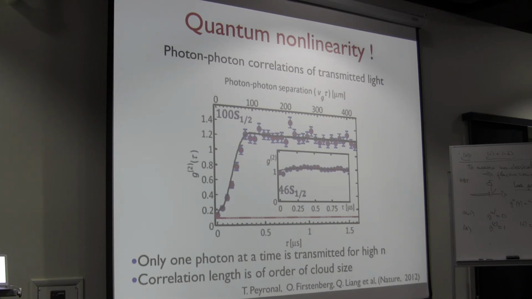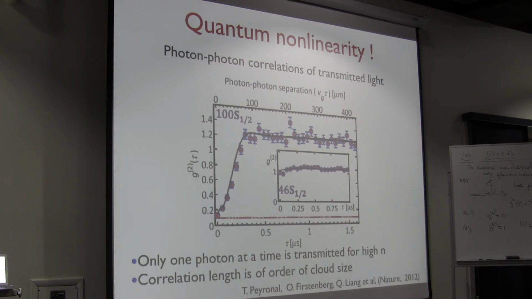the Rydberg blockade. So the Rydberg blockade radius here is maybe 10 micrometers, but what we see is that our correlation length is about 50 micrometers. It's about equal to the size of the cloud. So what this really means is that, in a case like this, two photons cannot be at the same time in a cloud.